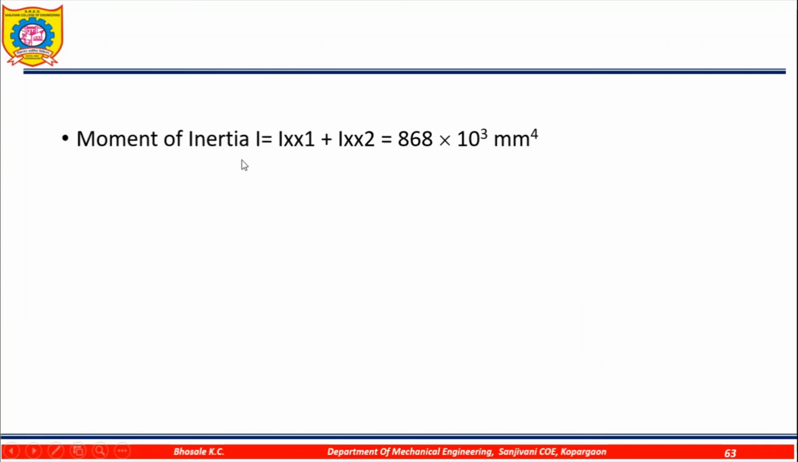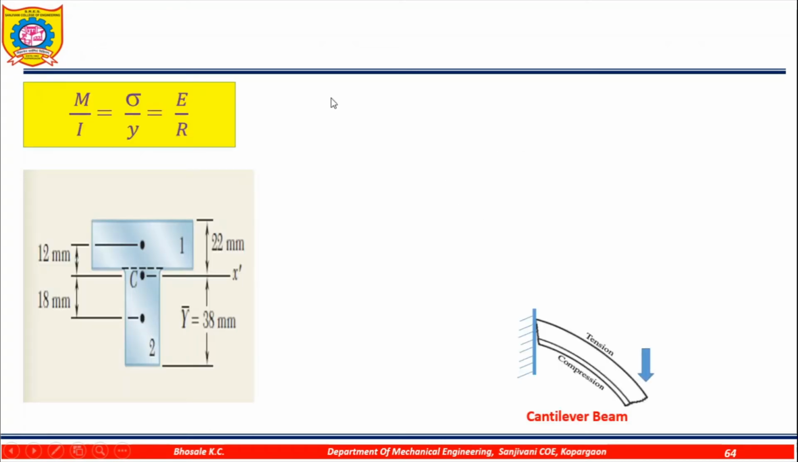Now add both the inertias and we get the total moment of inertia, 868 into 10 raised to 3 millimeter raised to 4. We'll use the bending equation and find the bending stresses. It is a cantilever beam, so at the top layer it is tensile bending stress, and at the bottom layer it is compressive bending stress.